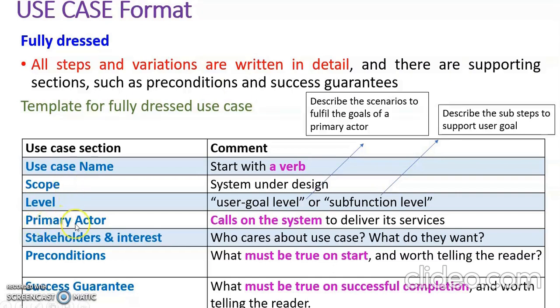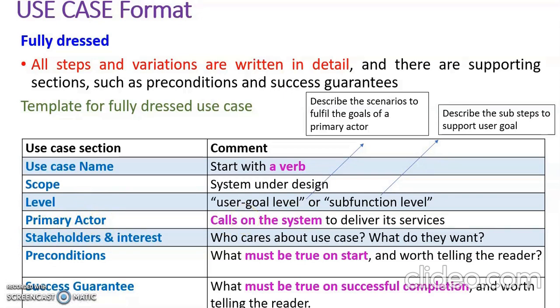Then the primary actor. The primary actor will be used in the use case diagram. In this format, we just need to mention who all are involved in using the system. So the primary actor is nothing but who calls on the system to deliver its services.